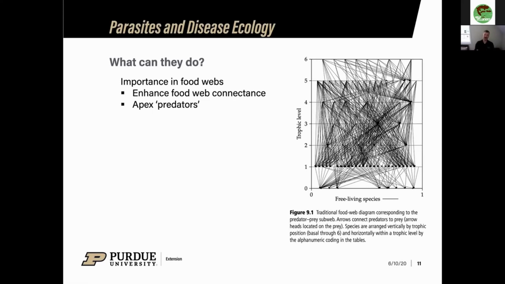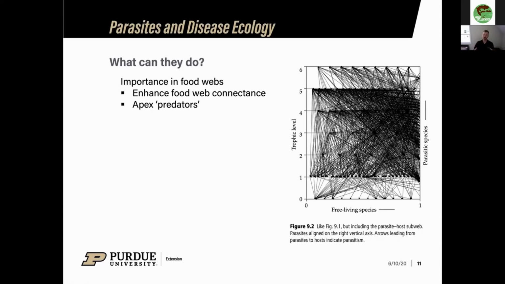But this is in the absence of parasites. And this is what happens when you start to include all the parasites that exist in this estuary system. You can see a large number of connections being made across all these different free living species. What this is demonstrating is that parasites play an important role in enhancing food web connectedness. The reason for this is many of these parasites have complex life cycles, so they're using multiple host species and connecting up all these species within the food web more dynamically.